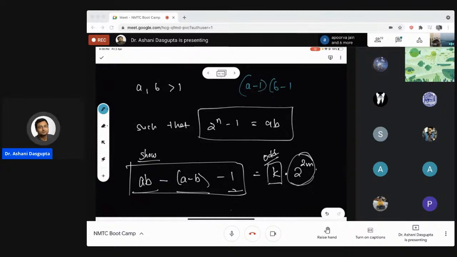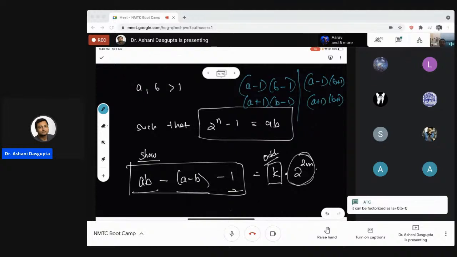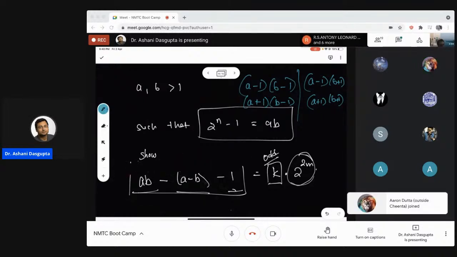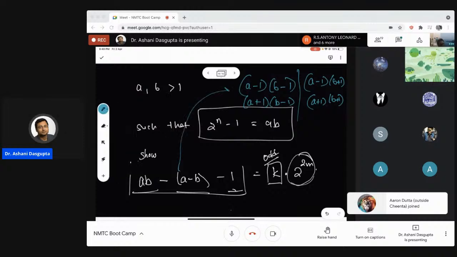A minus 1, B minus 1; A plus 1, B minus 1; A minus 1, B plus 1; and A plus 1, B plus 1. Just keep these 4 tools in mind. They're so simple, but we tend to forget them when we are actually solving problems. These kind of expressions always sort of go up to this factorization.